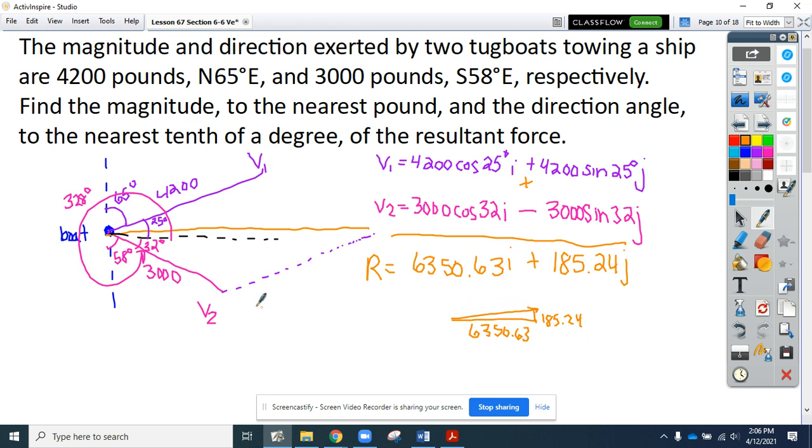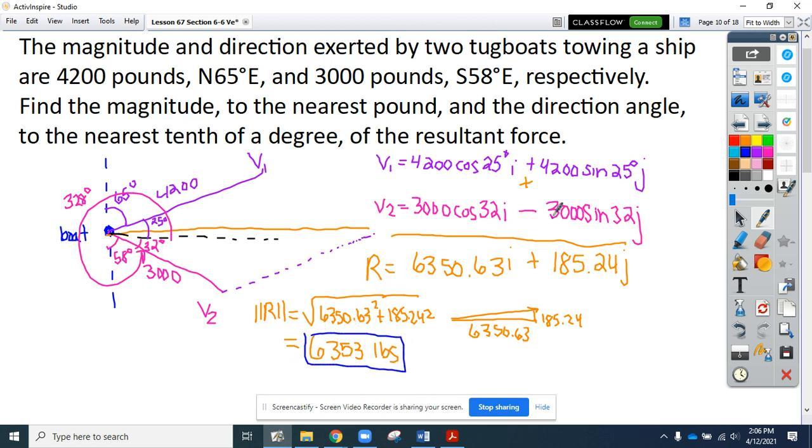So what's the magnitude? The magnitude of that is just Pythagorean theorem. I don't love writing decimals over and over, but that's okay. Here they come. All right, so for the magnitude, and now I'm going to round it, it says to the nearest pound, so 6,353 pounds. That is the magnitude of the resultant force. So that's part of my answer.